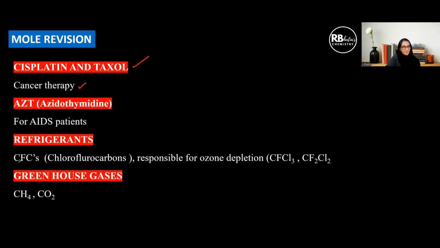refrigerants, some examples: CFCs, that is chlorofluorocarbons. These are compounds of chlorine, fluorine, and carbon. For example, CFCl3, then CF2Cl2, and these are responsible for ozone depletion, and some greenhouse gases like methane and carbon dioxide. You just have to learn these names for a 1 mark question that may be asked.